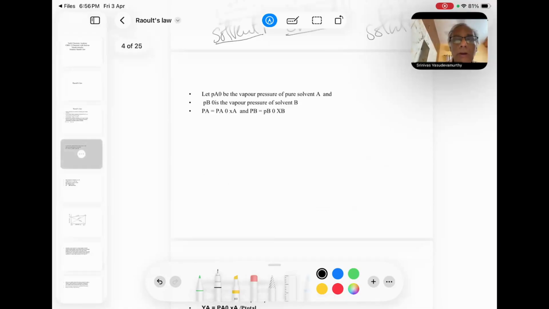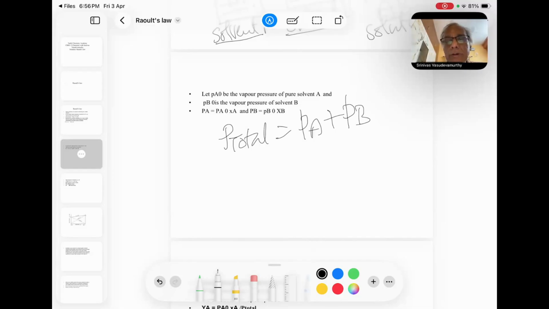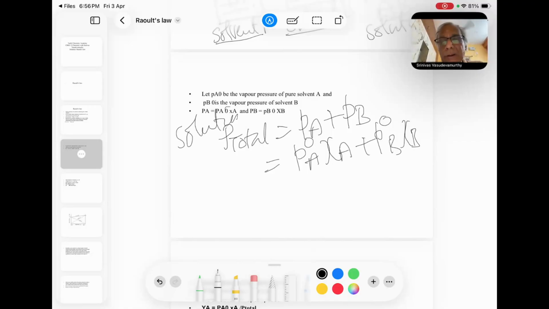The total pressure is PA plus PB. I want to find out P total, the total pressure of this solution. P total is equal to the partial vapor pressure of A in the solution AB plus the partial vapor pressure of B in the solution AB. PA we already saw: P naught A into mole fraction of A, plus PB, which is P naught B into mole fraction of B. This is the total pressure in the solution.